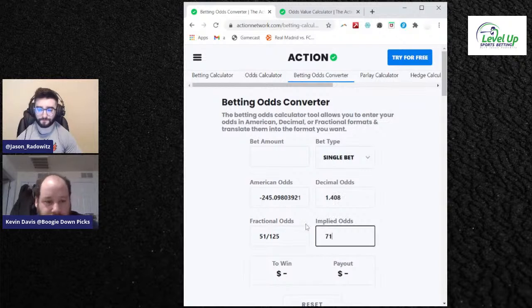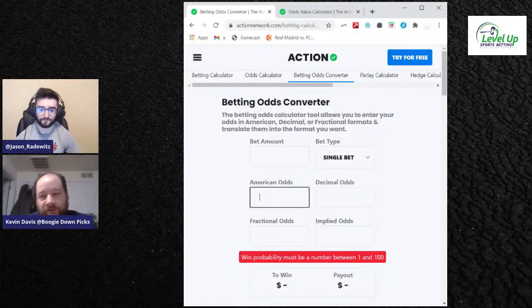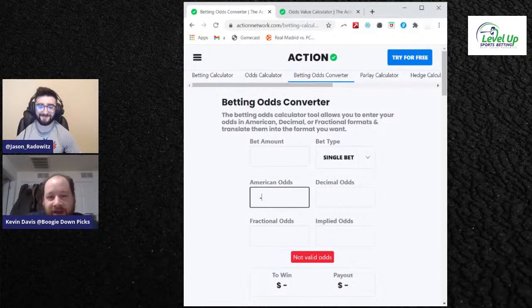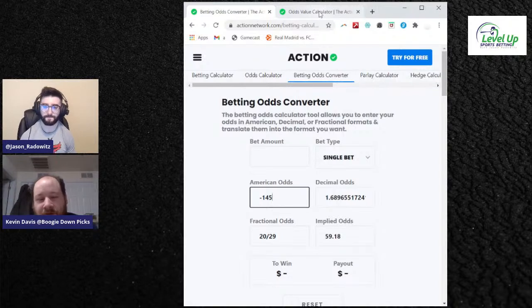71%. That would translate to minus 245. So you look at the game and you find out that it's minus 145. Well, without even going into the odds value calculator or EV calculator, minus 145 means it has to happen 59% of the time to break even, and you think it happens 71% of the time. So you have about a 10.8 percentage point edge, which is a bit larger than normal. So you always want to double check.